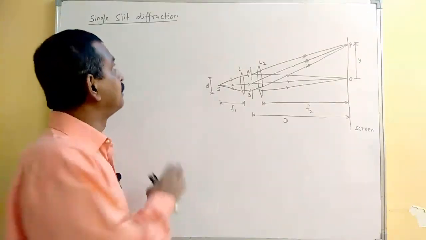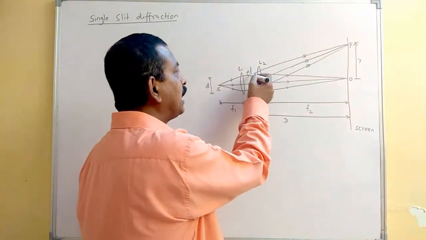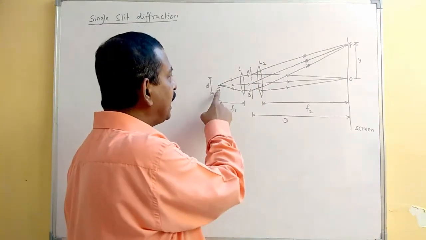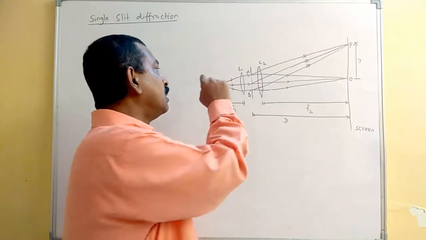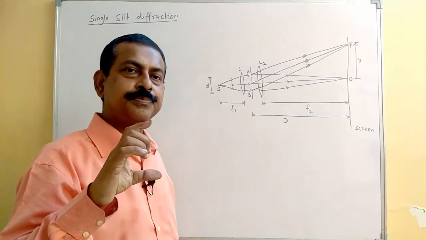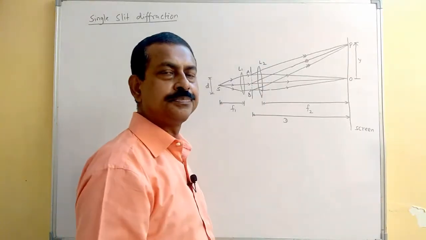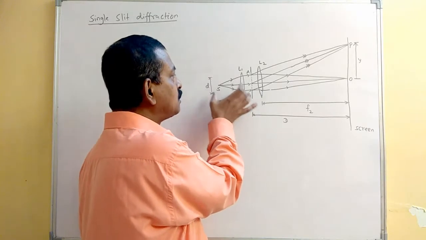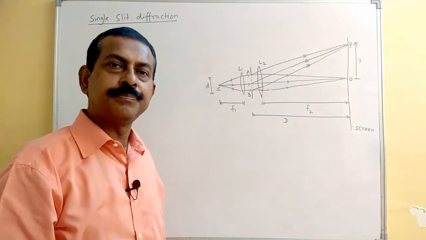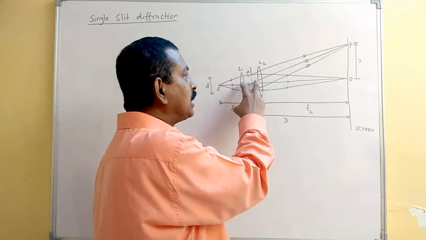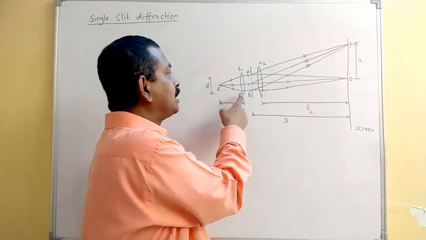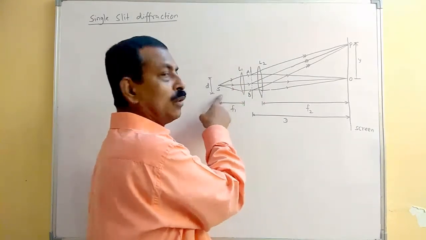Let's take single slit diffraction. Here we have taken AB as a slit. This S represents a source of monochromatic light, a point source. L1 and L2 are the two lenses which we have put on either side of this slit. The source is kept at a distance equal to the focal length of the first lens L1.